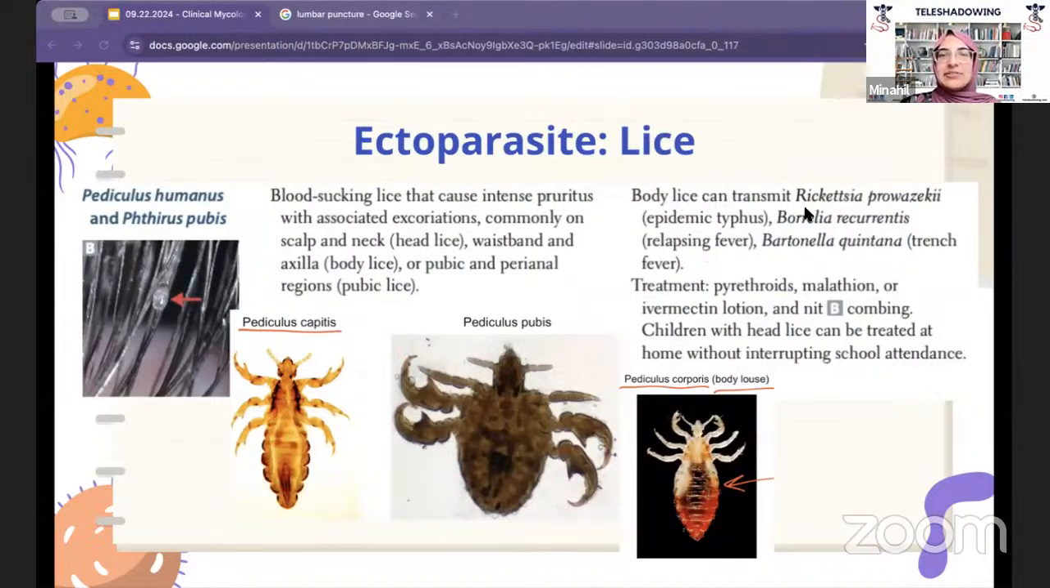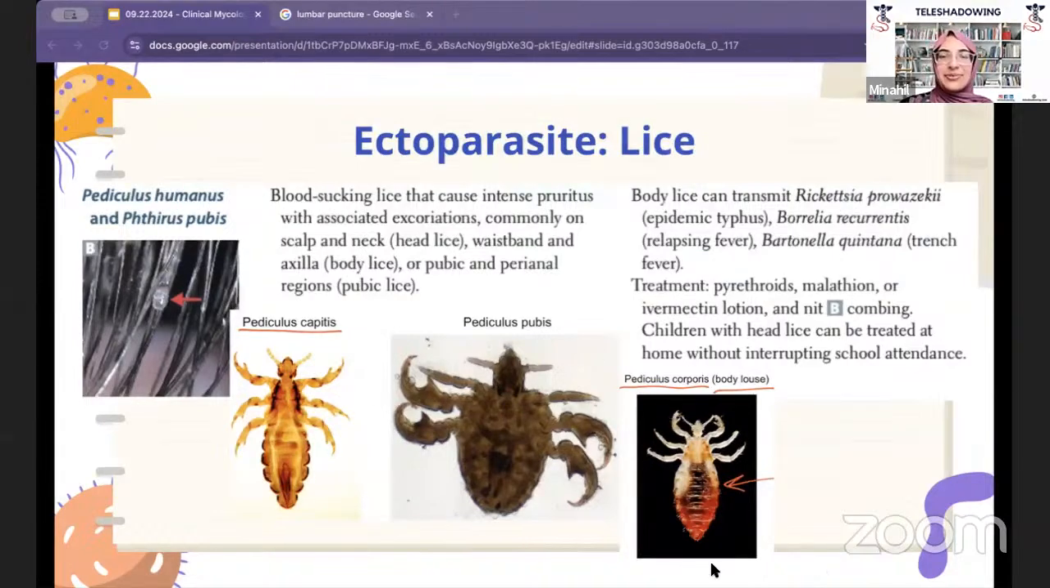And then I think the one thing I didn't go over is how these body lice, specifically the Pediculus corporis, the body lice. And you can see here, it's actually a louse that had just sucked someone's blood. But basically, these ones can transmit rickettsia, like epidemic typhus, and also cause relapsing fever and trench fever. So that's just one fun fact to know about this specific one.